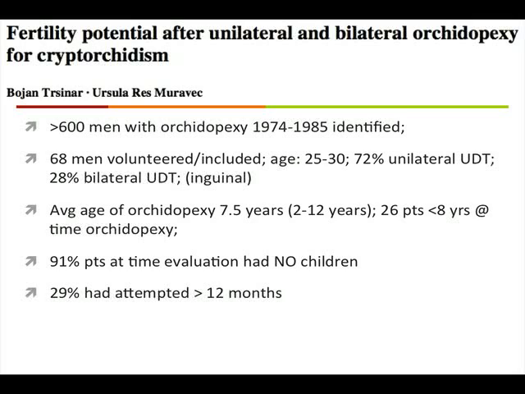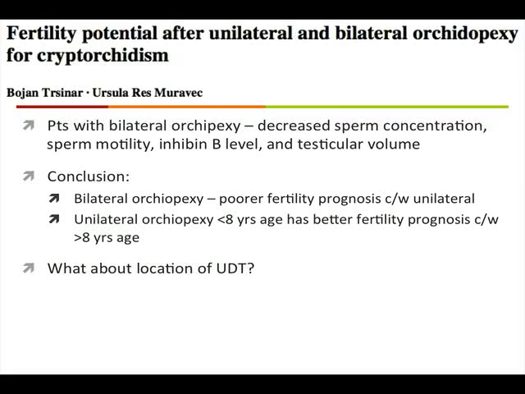At time of the study, 90% of the patients did not have any children yet, but obviously it was quite a young age group still, 25 to 30. And then 30% of those had attempted to father children for more than 12 years. They found that patients with bilateral orchidopexy had decreased sperm production concentration, decreased sperm motility, inhibin B levels, and testicular volume. And so in that analysis, they found that patients that had bilateral orchidopexy had poor fertility prognosis compared to those with unilateral undescended testicles.